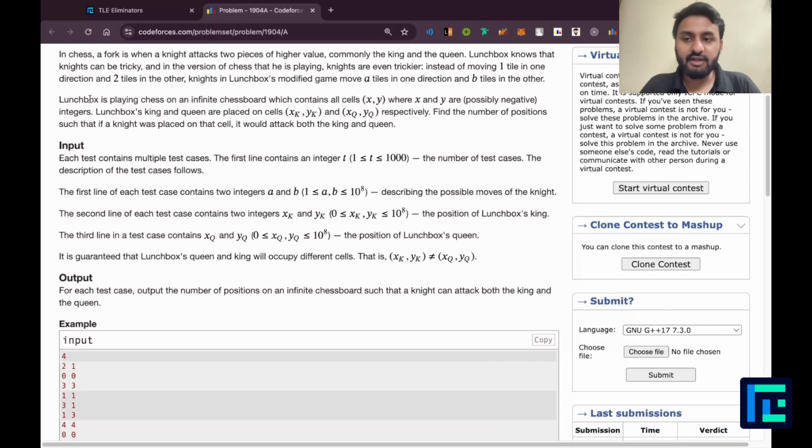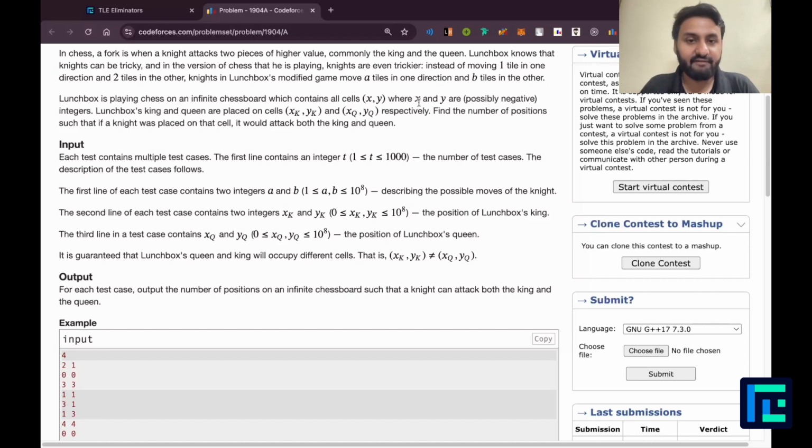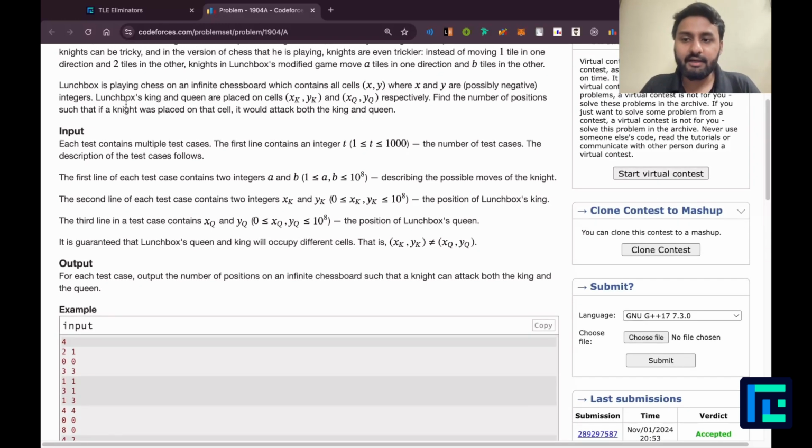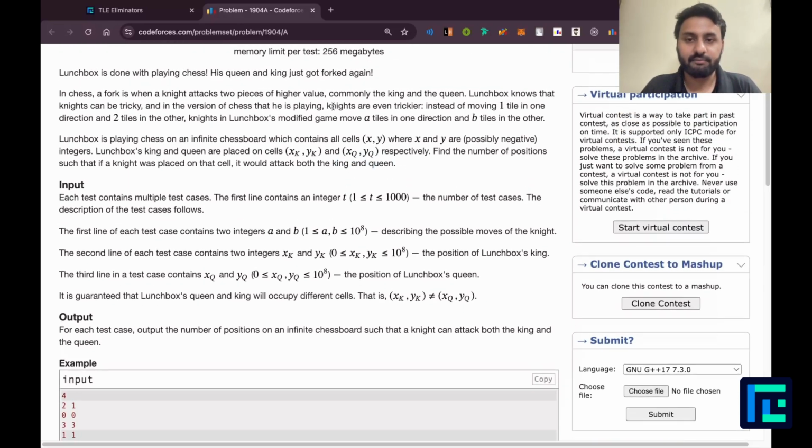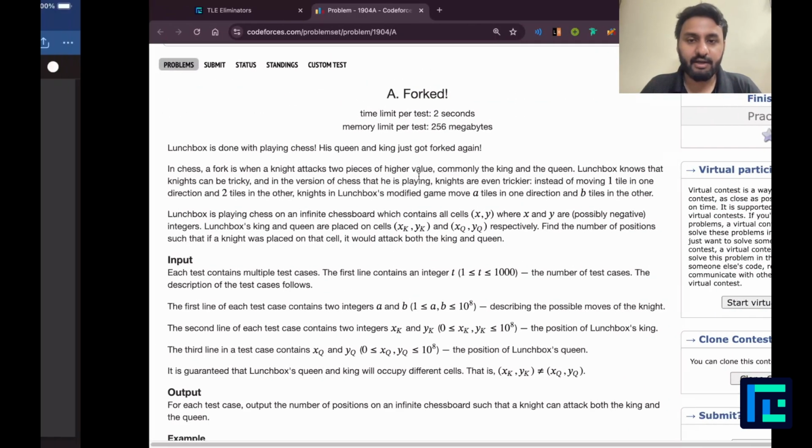Alright. So Lunchbox is playing chess on an infinite chessboard which contains all the cells (x, y), where x and y can possibly be negative also, that's fine. And Lunchbox's king and queen are placed on some cells (xk, yk) and (xq, yq) respectively. Find the number of positions such that if a knight is placed on that cell, it would attack both the king and the queen. Alright, so let us try to understand this problem.